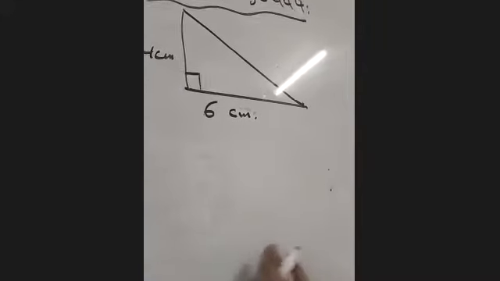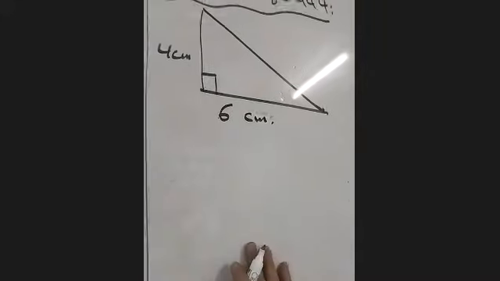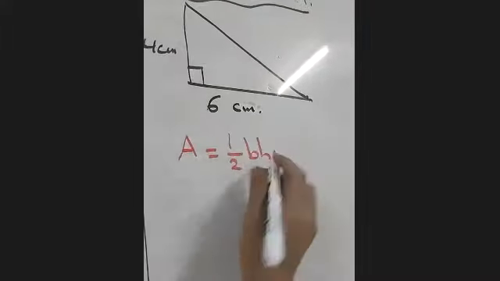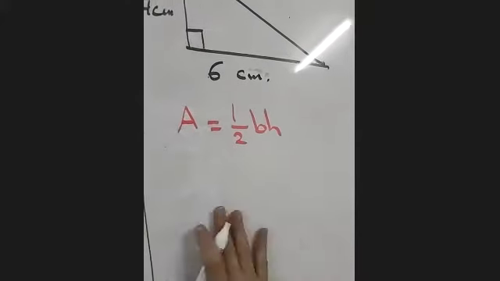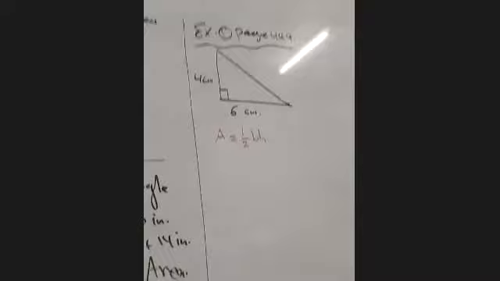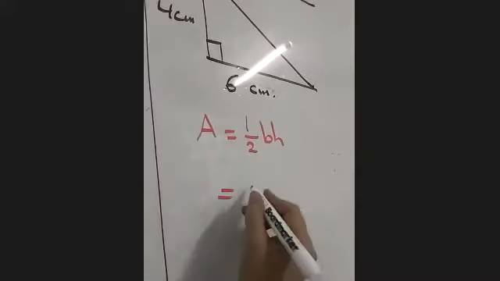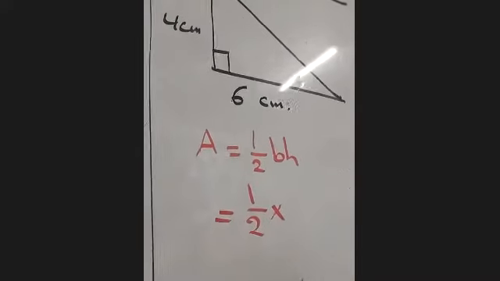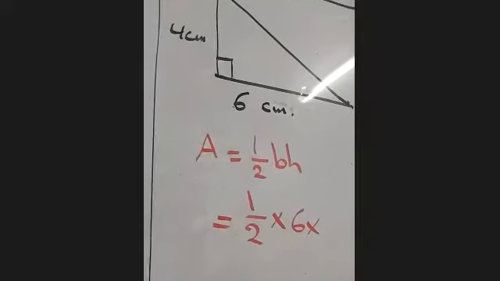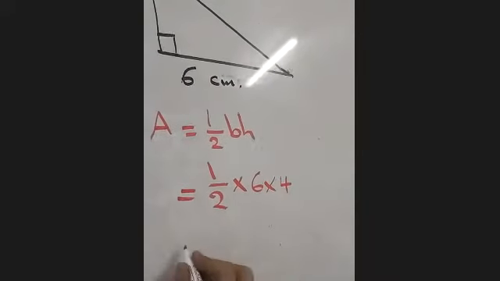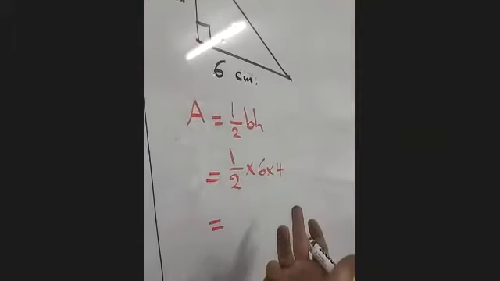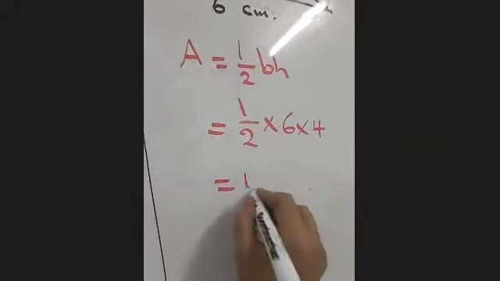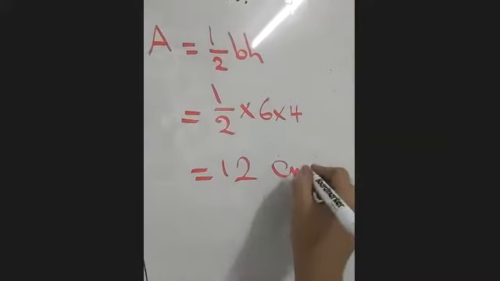Okay, Abdullah? What's the first step? We write A equal half multiply B multiply H. We don't write multiply in the formula. We write multiply between the numbers. So A equal half BH, then under equal, the half comes down, multiply. How much the base? 6. And the height? 4. Half multiply 6, how much? 3. 3 multiply 4, 12.